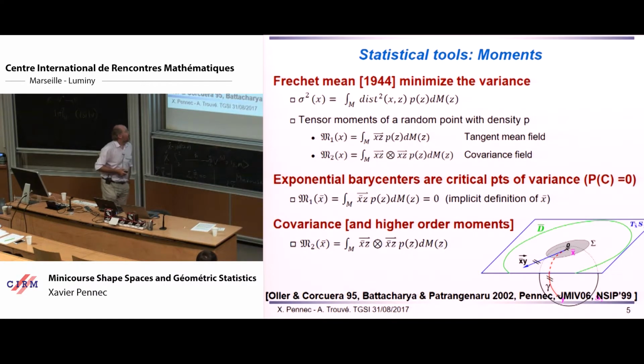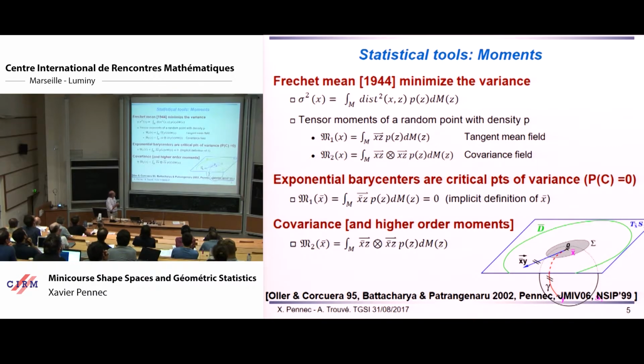And here I just introduced two types of notation. These are the moments that we can define on the manifold as fields. So we can define the tangent mean field here, or the covariance field, that can be defined at all the points. If we have a density, or if we have a discrete measure, it can be defined everywhere except at the cut locus of the points that we have.